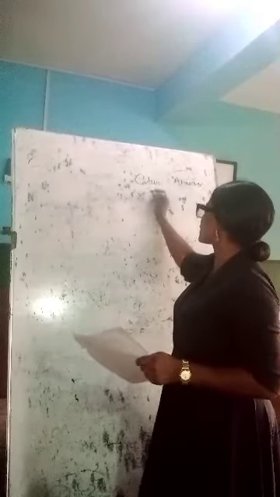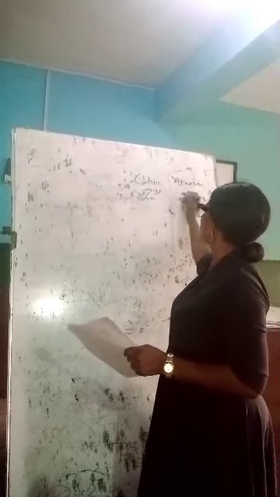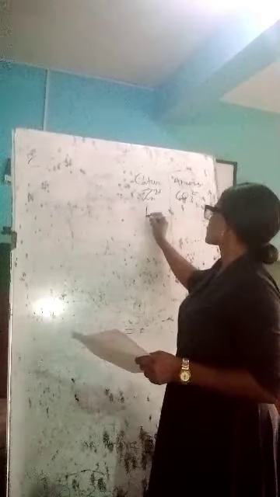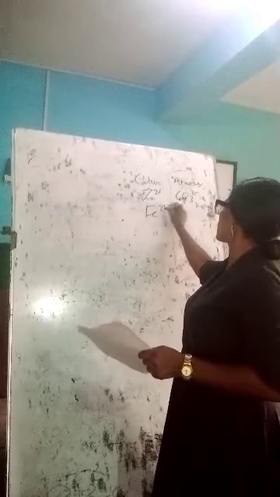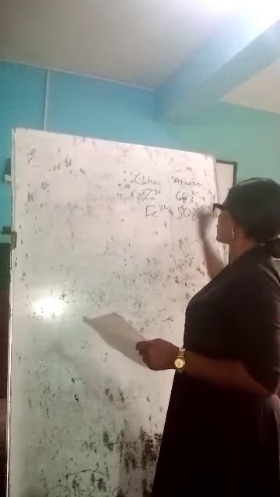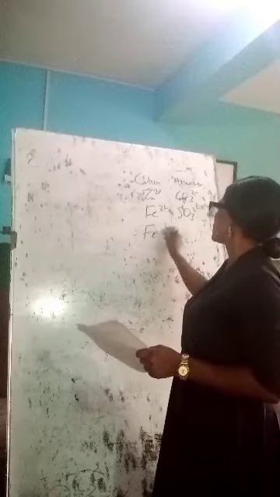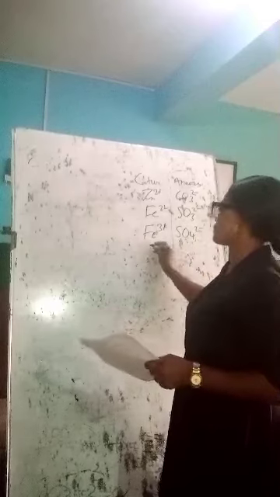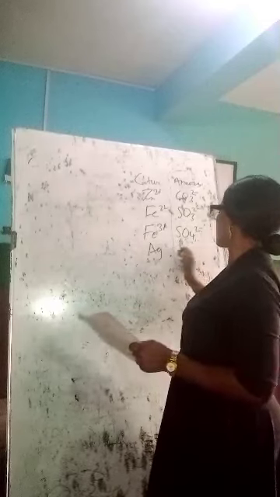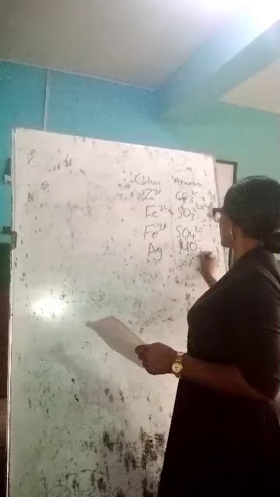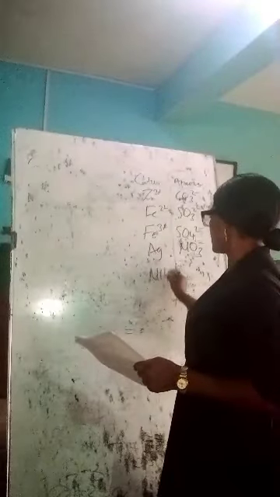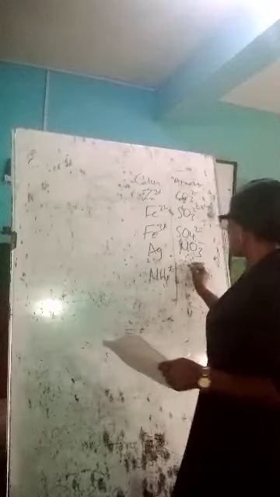So let's take some cations. Zn2+, you can take CO3 2-, Fe2+, SO3 2-, Fe3+, SO4 2-, Ag+, NO3-. You have NH4+, you have Cl-.